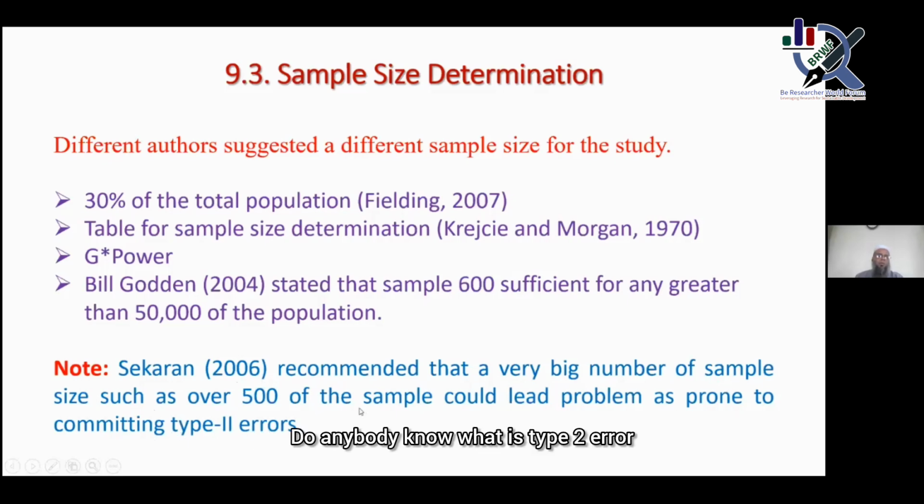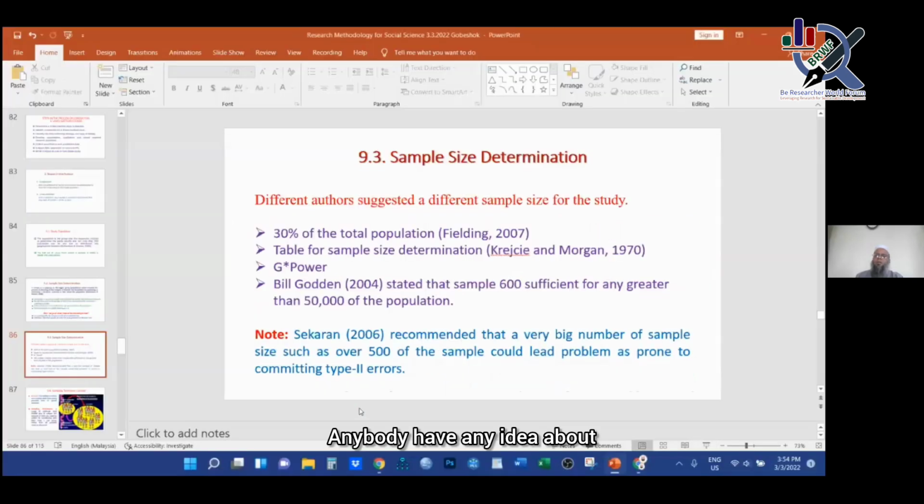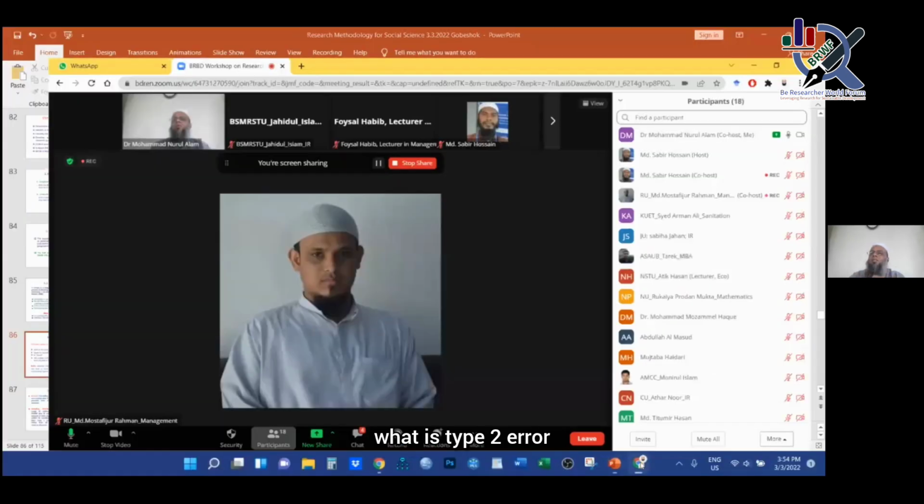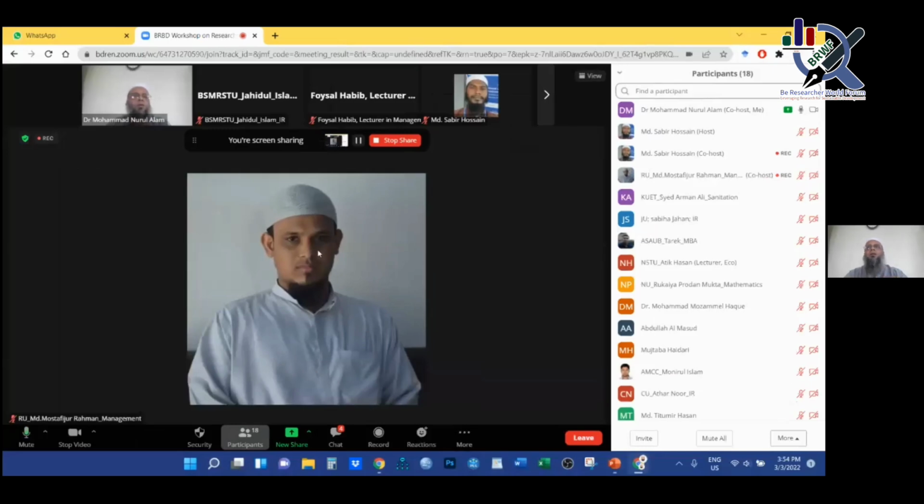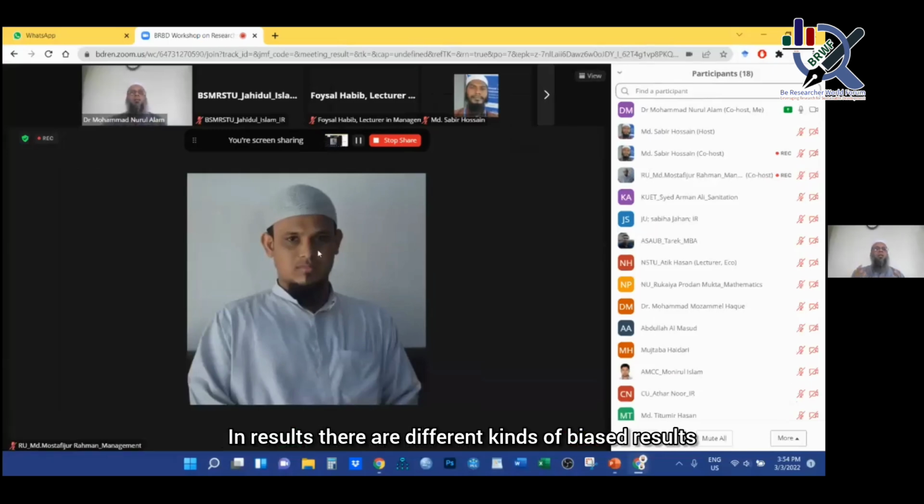Does anybody know what is type 2 error? Anybody have any idea about what is type 2 error? In results, there are different kinds of biased results. If you have a huge number of samples, then type 2 error. If you have a very small number of samples, then type 1 error.